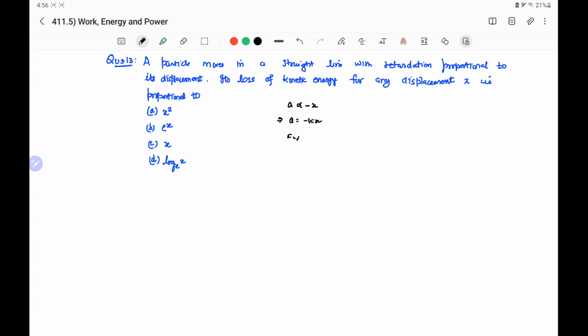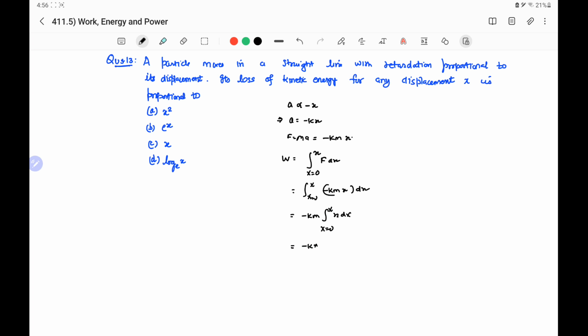So force will be equal to mass into acceleration. We can write it as minus kmx. Now to find the work, because force is a variable quantity here, depending on the displacement, we can write that it is integral F dx, with x equal to 0 to x. F is minus kmx and dx. Minus km is constant, so the remaining is x dx with limit x equal to 0 to x.